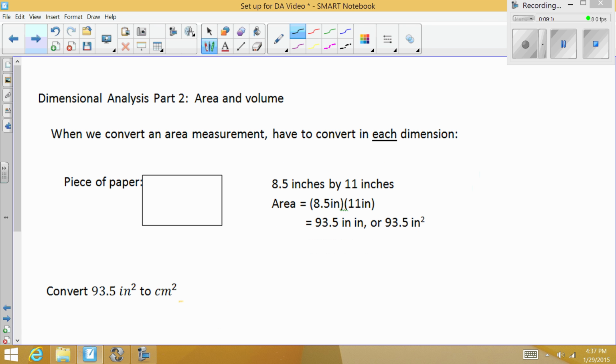Okay, the second part of our dimensional analysis is looking at area and volume. It's the same principle, but we've got to be careful here. We have to convert in each dimension when we're working with area measurements and volume measurements.